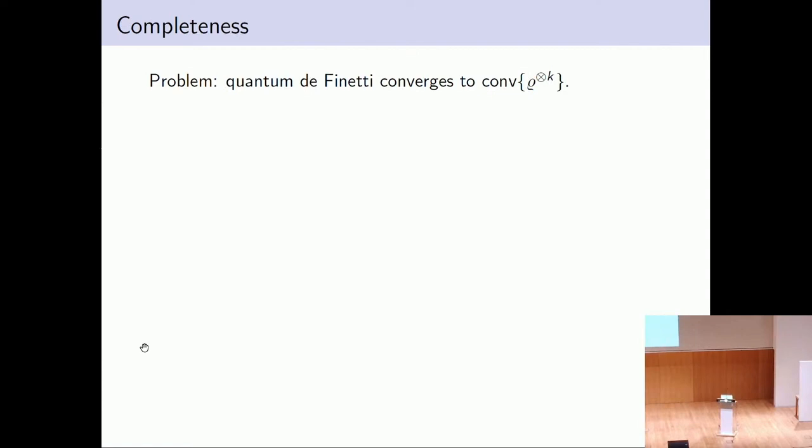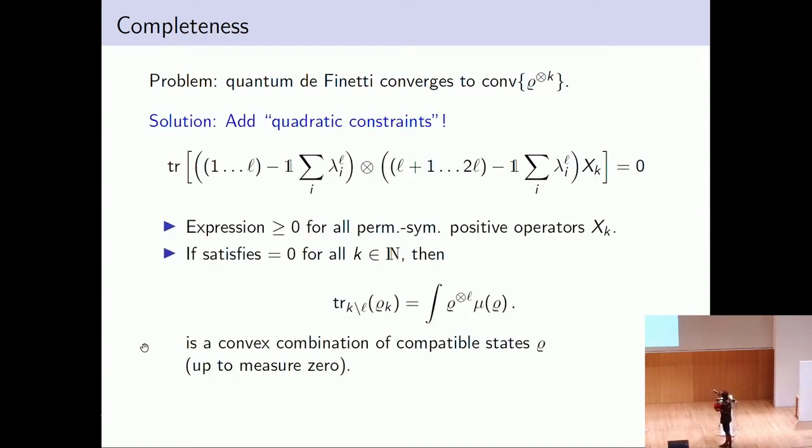Okay, now I have 3 minutes to convince you that this program is also complete, because for now I just showed you a relaxation of the problem. The problem here is that this semi-definite hierarchy converges to the convex sum of rho tensor k. And for this hierarchy to be exact, we really need that the SDP hierarchy converges to rho tensor k. And the solution here, which is kind of funny, is to add quadratic constraints.